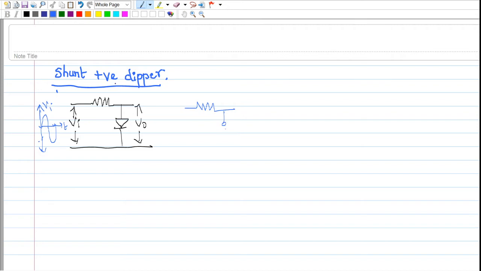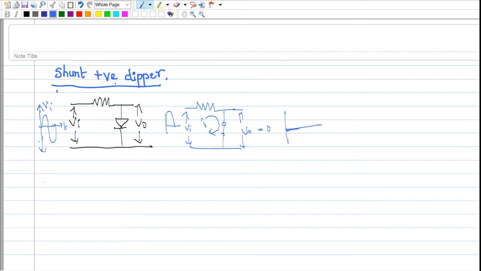So the waveform is like this, and the circuit is like this. It is conducting, so it acts as a short circuit. When I am applying the positive half cycle, how can we get the output here? V naught is equal to 0 volts here. This is the current direction I. So the output voltage of the circuit is 0. We get the 0 output when I am applying the positive half cycle.